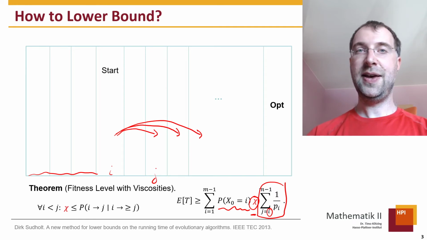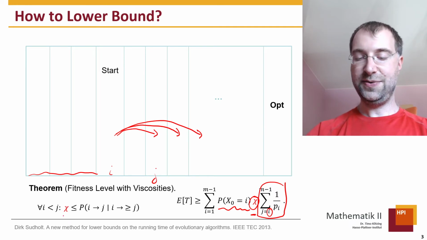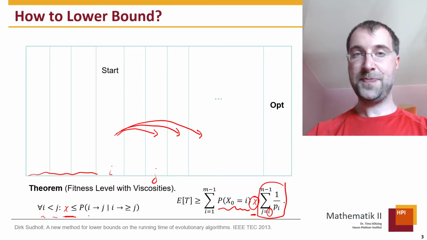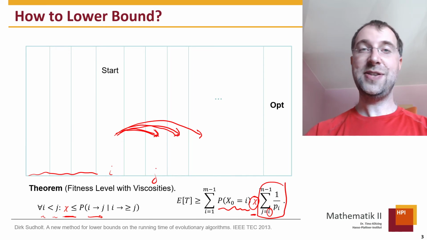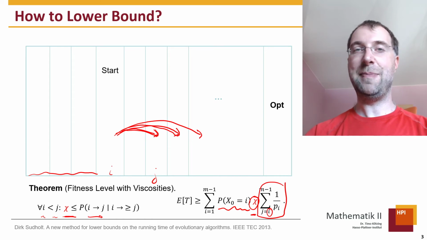So essentially you can think of chi as a uniform lower bound, uniform over all possible choices of i and j, to go from level i to level j and not higher. So if we condition on going at least to level j, then conditional on that, we need to arrive at level j and not skip it with this probability chi, or at least this needs to be a lower bound for this.